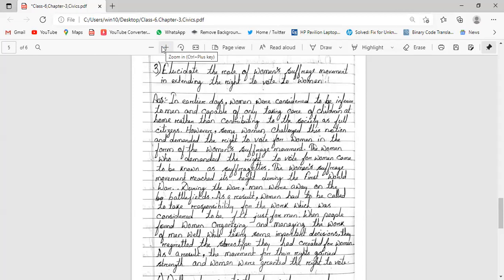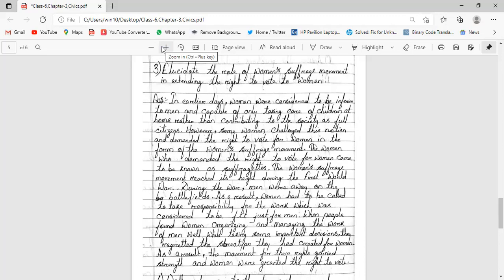However, some women challenged this notion and demanded the right to vote for women in the form of the women's suffrage movement. The women who demanded the right to vote came to be known as suffragettes. The women's suffrage movement reached its height during the First World War. During the war, men were away on the battlefields.